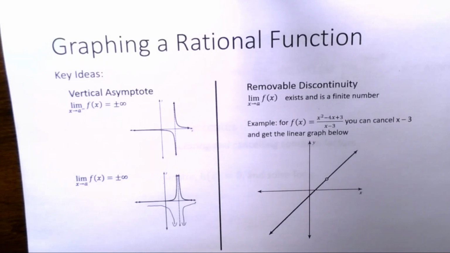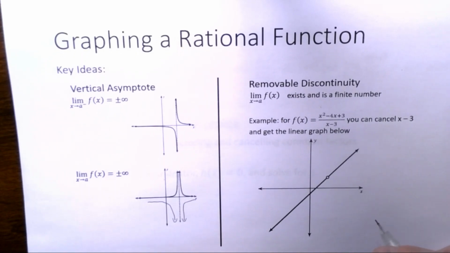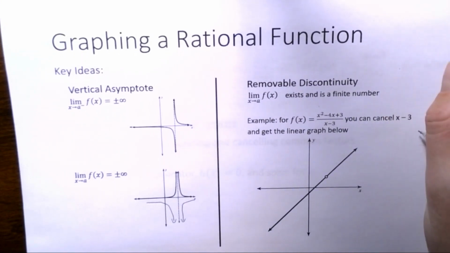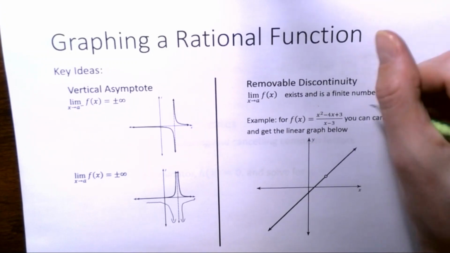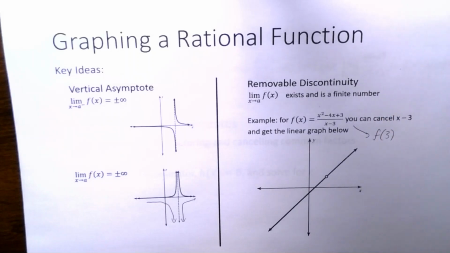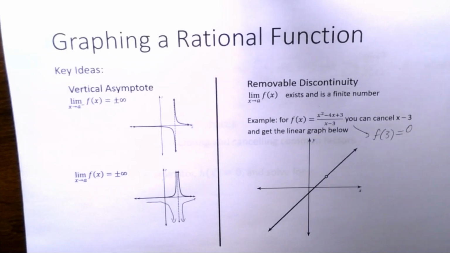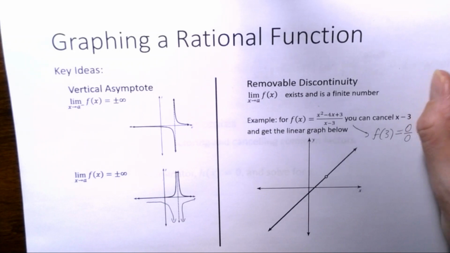Another thing that comes up with rational functions is this idea of removable discontinuity. If we take the function x squared plus 4x plus 3 over x minus 3, if we plug in 3, 3 squared is 9, minus 4 times 3, so that's 9 minus 12, that's negative 3, plus 3, the top is 0. On the bottom, 3 minus 3 is 0. 0 over 0 is undefined.